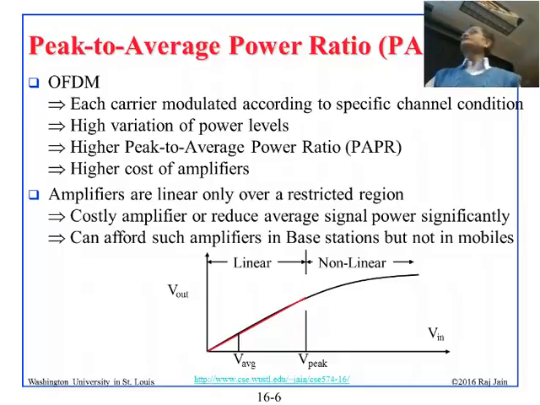So that is where this peak to average ratio comes in. So the peak to average ratio is high. If you take all the carriers and take the peak and you take the average, the ratio is high. Alright, this is called PAPR. High PAPR. And high PAPR means you need high cost amplifiers. Right? Because amplifiers and so on. All right. So we can afford such amplifiers in base station, but not in mobiles.